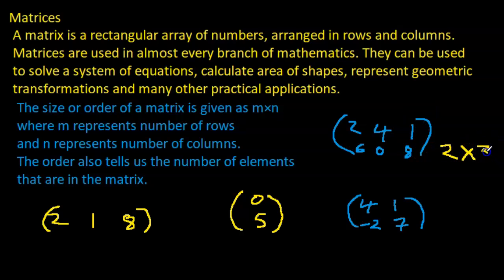And by the way, the order also tells us the number of elements in the matrix here. So 2 times 3, that's what? 6. So you know that we have 6 elements, 6 digits, 6 numbers inside of this matrix.